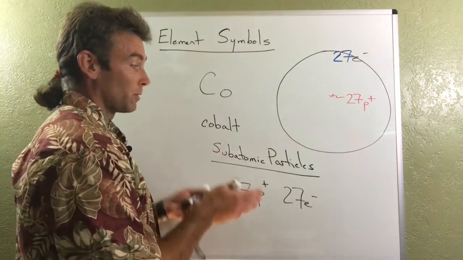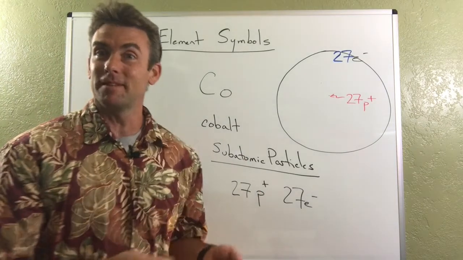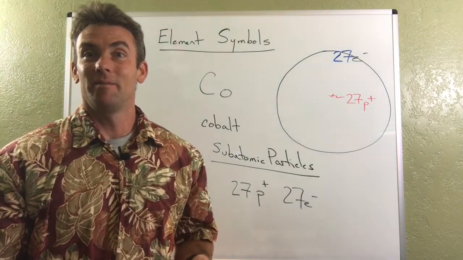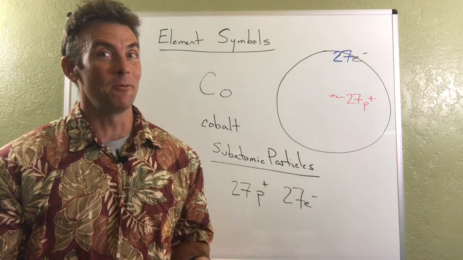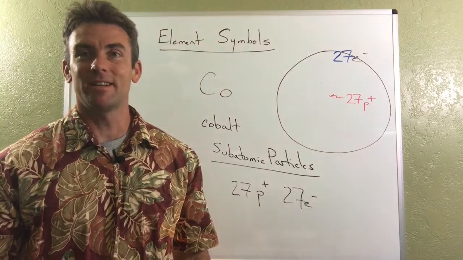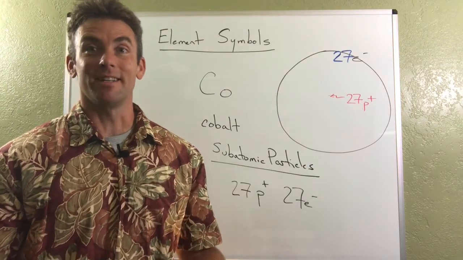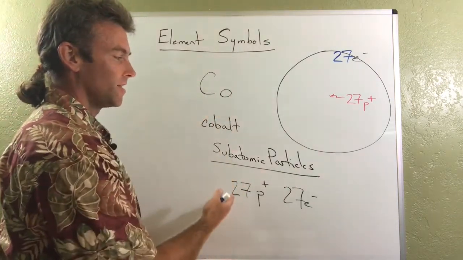So you should probably notice that there's one major subatomic particle missing here. And so hopefully you know what that is. Say it with me. I don't hear anything. Even my dog's not yawning. Neutrons, right? Well, how the heck do we know how many neutrons are in this cobalt?